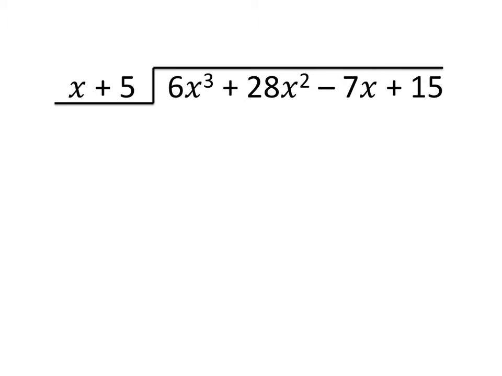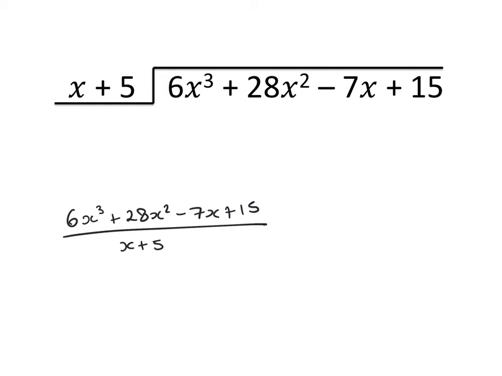So imagine, before you saw this, you were given this question: something all over x plus 5. And it said simplify this. First of all, I'm not even sure how we're going to begin to factorize this cubic, okay? So what we do is algebraic long division.